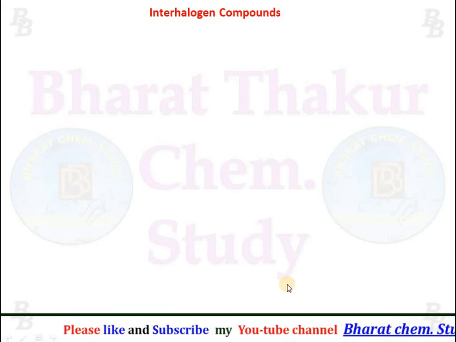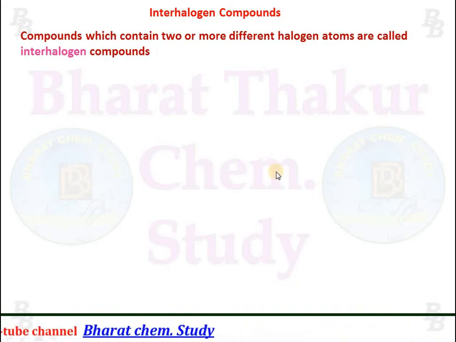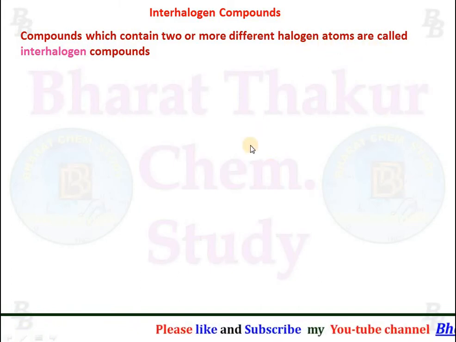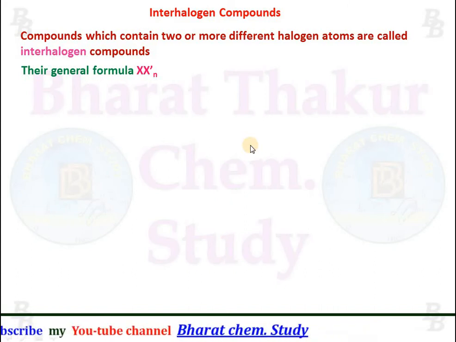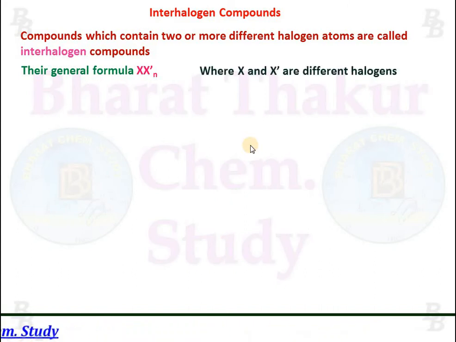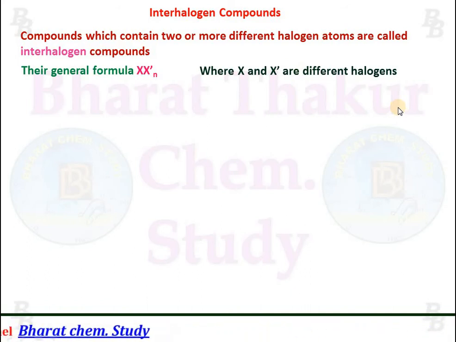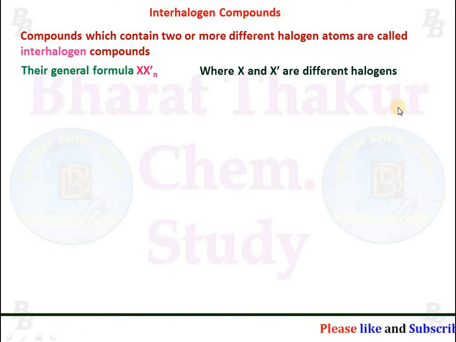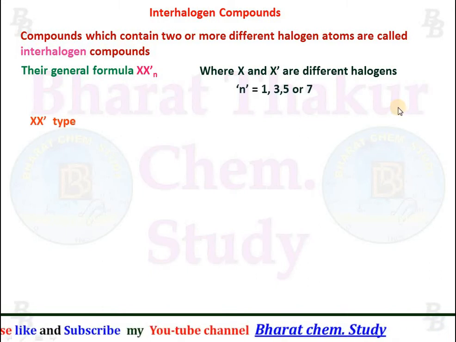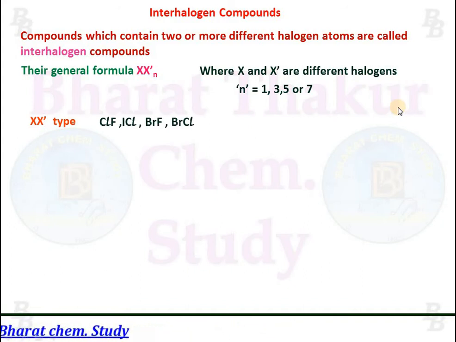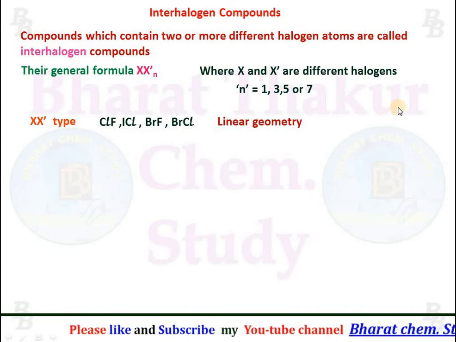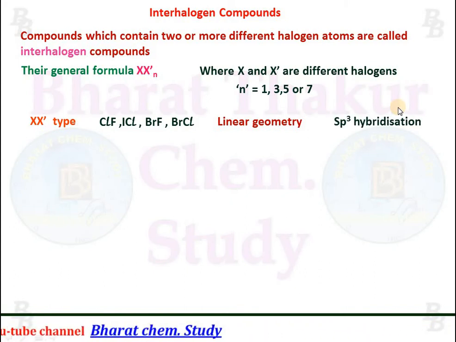Interhalogen compounds. The compounds which contain two or more different halogen atoms are called interhalogen compounds. They have the general formula XX'n, where X and X' are different halogens. Only the structure and hybridization are in our syllabus. Their methods of formation are not in our syllabus. First type XX': ClF, ICl, BrF, BrCl. All these have linear geometry and sp3 hybridization.